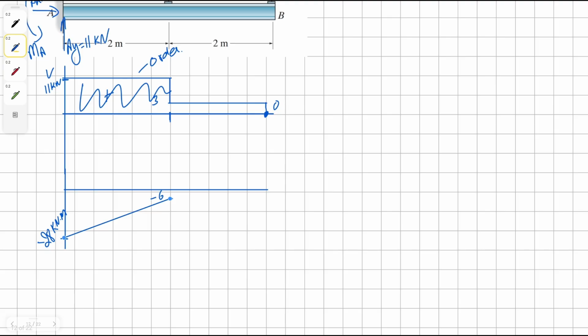And once we have negative 6, then we simply have to determine our area under this line here. And this is simply 3 times 2, which is 6. So this ultimately brings our moment diagram from negative 28 to 0. And that's our solution for this problem.